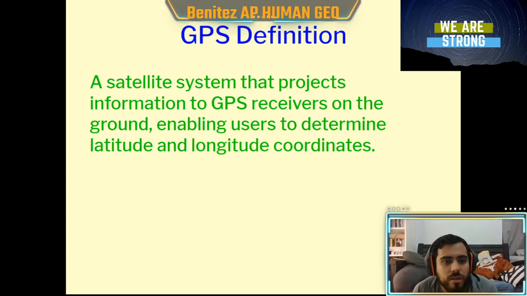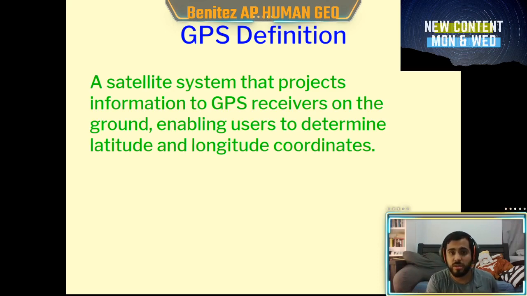Finally, we have our last method that geographers use to collect information. It's called GPS, and GPS is just satellites in the atmosphere that project information to GPS receivers that are found on the ground, which enables users to figure out precise locations.